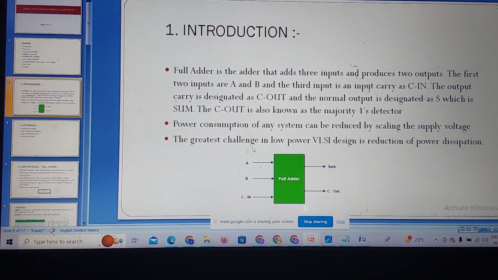The power consumption of this adder is much higher. This is one of the greatest challenges in our VLSI technology, so we want to reduce the power dissipation, or use low power. We are designing a full adder that does not consume much power and reduces the delay.